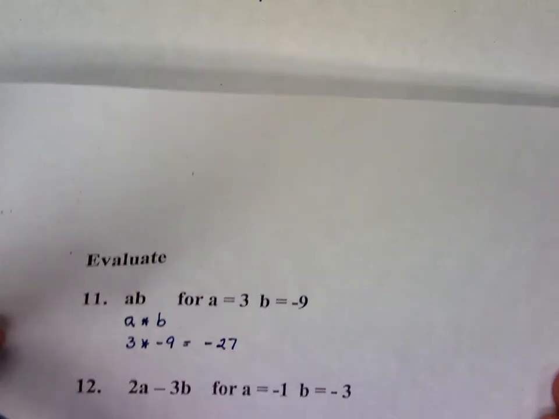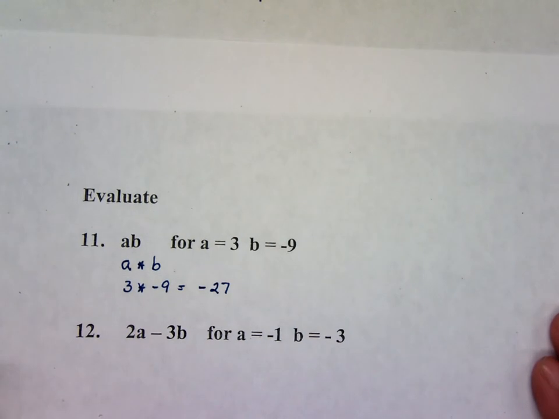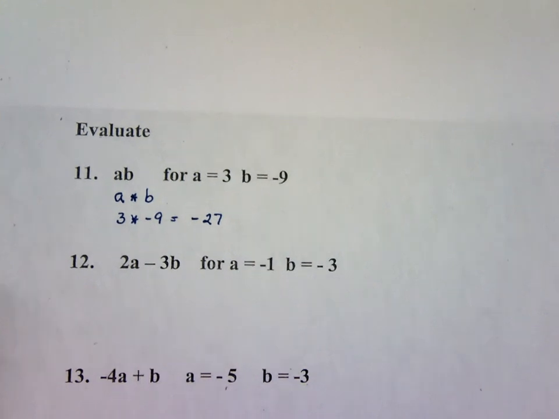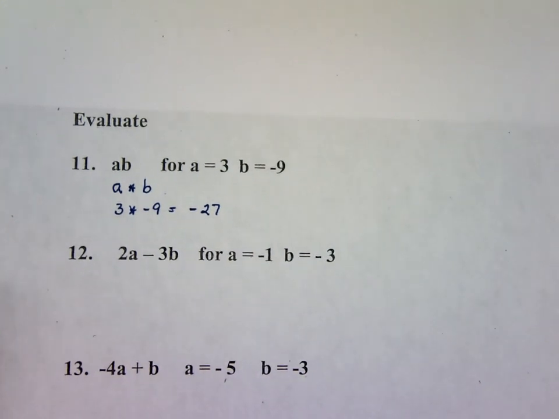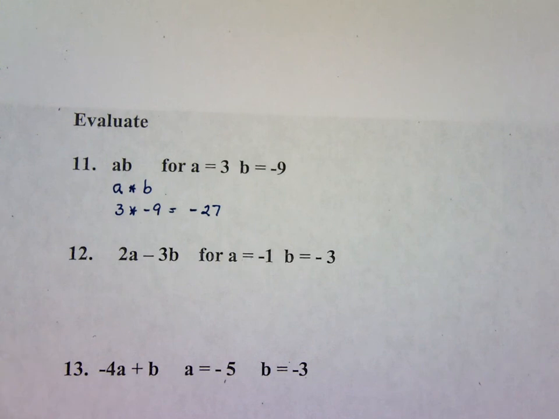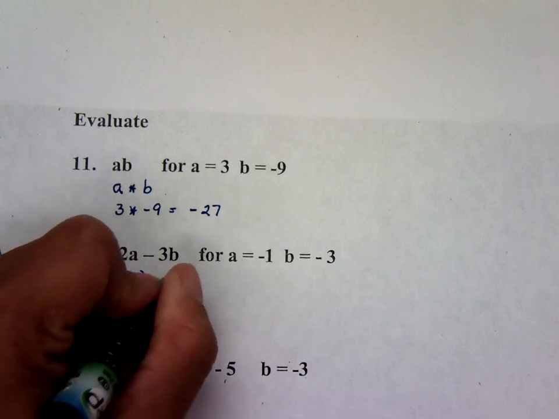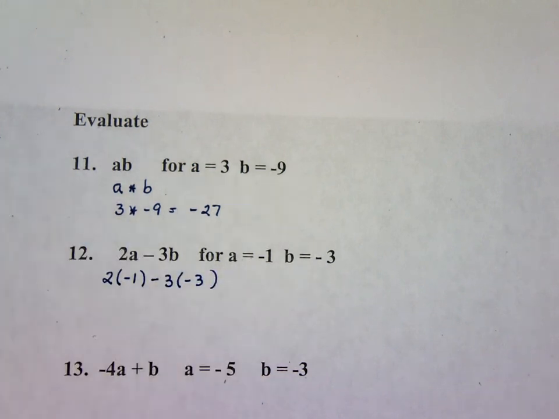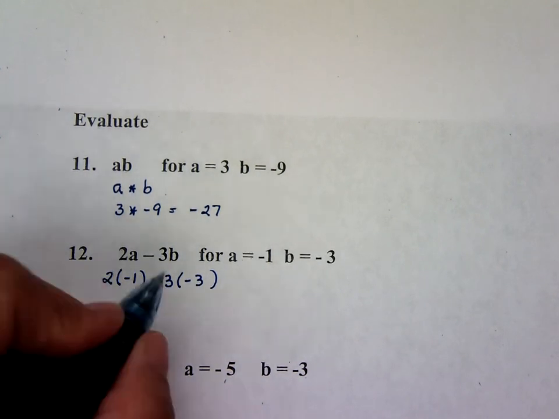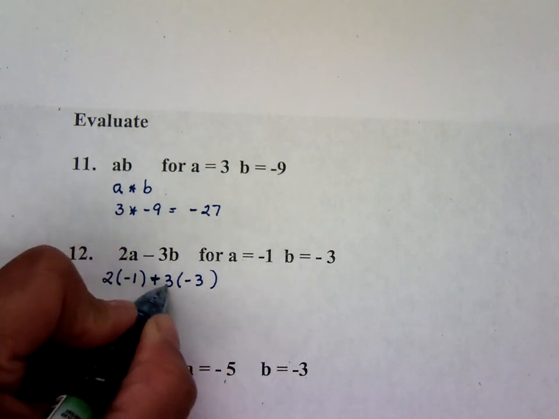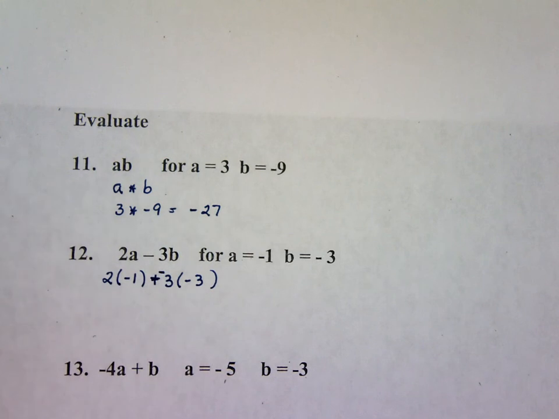Number 12 and 13. See if you can figure that out yourself. And when you're ready, go ahead and push play. All right, so you should have replaced your variable with numbers, so it'll be 2 times negative 1 minus 3 times negative 3. Now this is your order of operations. Also, remember, we do not do anything with subtraction, so you have to change your subtraction sign to addition and make this a negative 3.